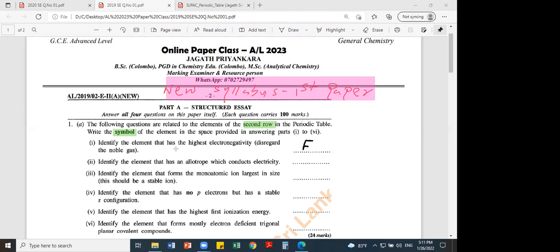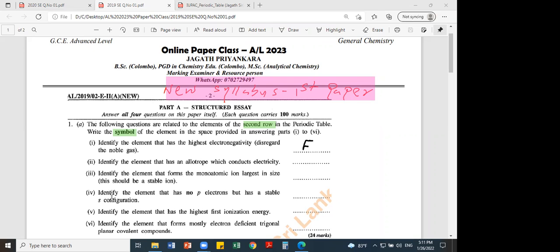Then number 2, can you quickly post the answer? Number 2, part 2. The question is, identify the element that forms a monoatomic ion largest in size. Monoatomic ion, so it can be plus or minus, no? So that should be a stable ion, largest in size. That's a good question.